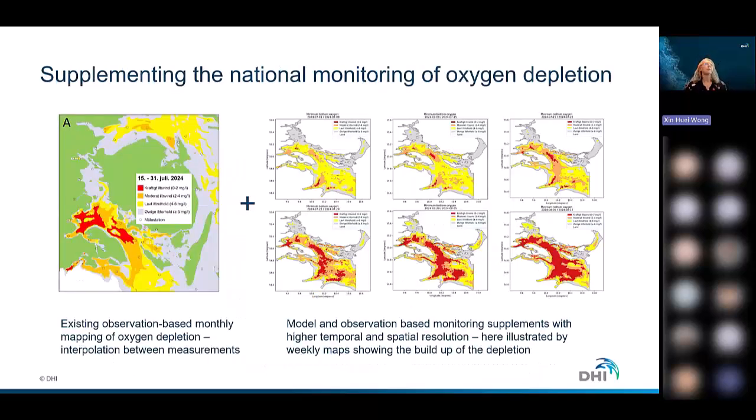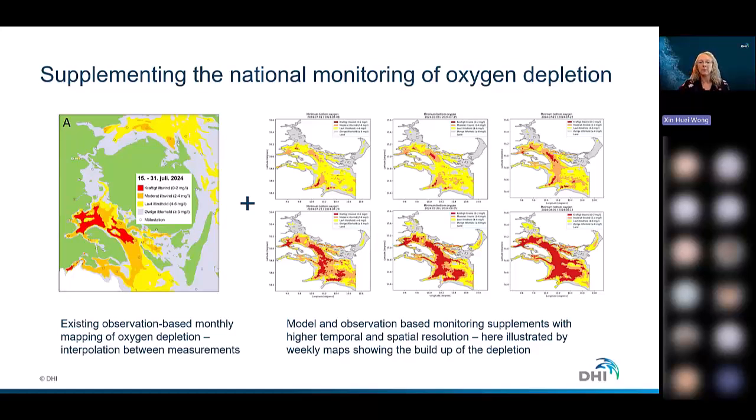The question is then, what can we use it for, and what can the authorities use it for? The obvious answer is that we can supplement the existing observation-based monitoring with model-based data at a higher spatial and temporal resolution. The picture to the left is an example of the existing observation-based maps of bottom oxygen, which the authorities have available today. Every month during the summer, a new map is issued based on the station distribution that we looked at before, and then a qualified interpolation is applied between the stations.